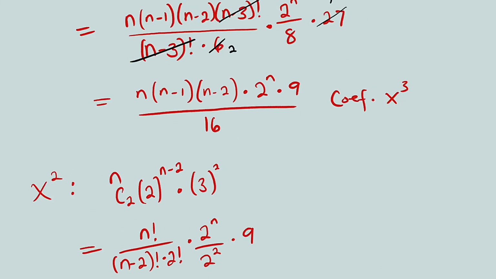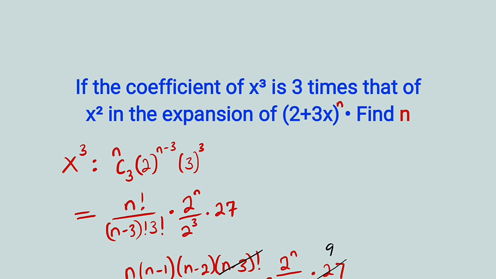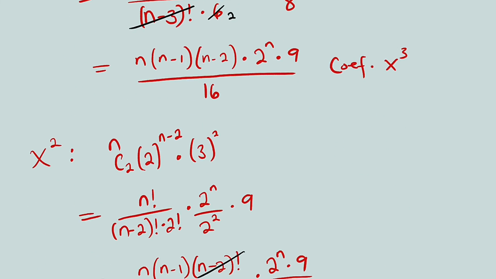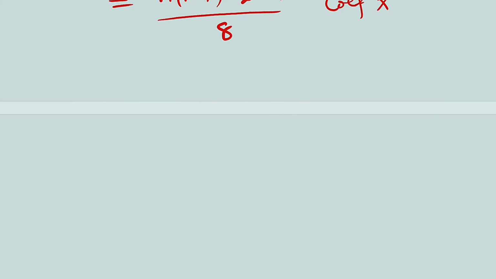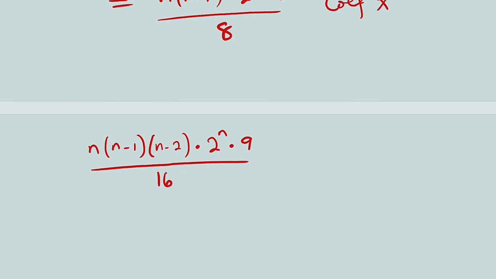So from the question, remember it stated that the coefficient of x to the power of 3 is 3 times that of x to the power of 2. This implies that if we take the coefficient of x to the power of 3 divided by the coefficient of x squared, definitely we have to get this number 3. Okay, let's do that. Here is the coefficient of x to the power of 3. Let me just copy that.